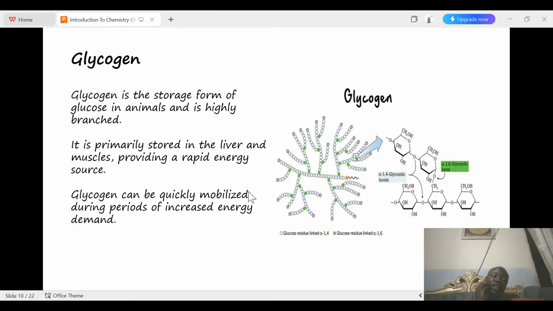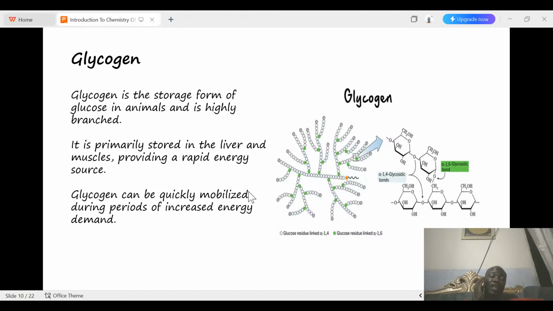It is primarily stored in the liver and in muscles. So it can be stored in muscles and it can also be stored in the liver. So you may be asked where glycogen is stored in the human body. It's stored both in liver and muscle, but they have differences. Even the two glycogens are different in terms of how they are utilized in the body. Their metabolism is not the same, the glycogen in the liver and that of the muscles.